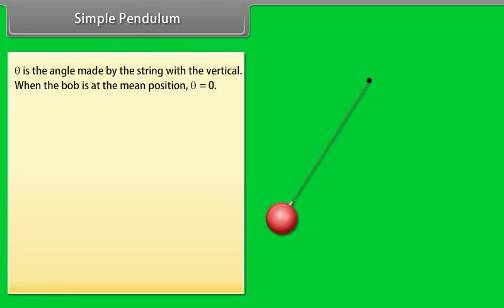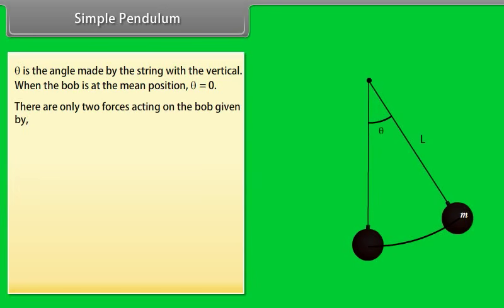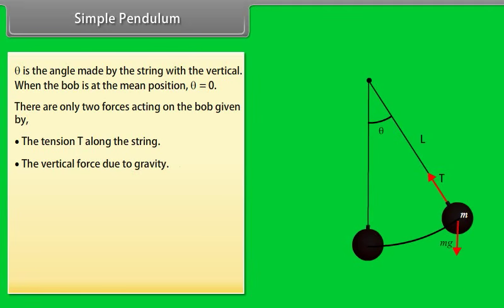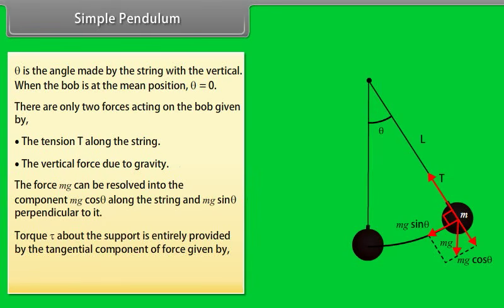When the bob is at the mean position, theta is equal to 0. There are only two forces acting on the bob: the tension T along the string and the vertical force due to gravity. The force mg can be resolved into the component mg cos theta along the string and mg sin theta perpendicular to it. The torque about the support is entirely provided by the tangential component of force, given by tau is equal to minus L mg sin theta.